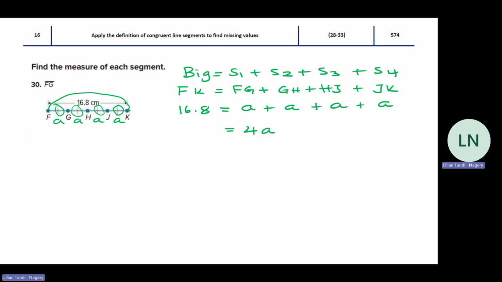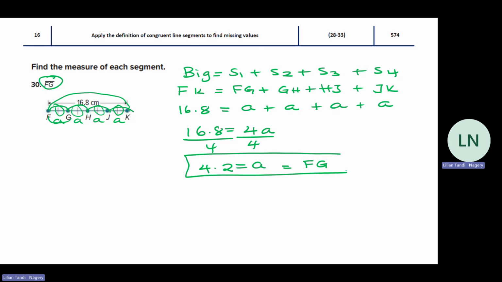So because I have 4 different parts, 1, 2, 3, 4, that are of the same value, I will divide each side by 4, and I will get 4 and 2/10. What the question wants is FG. FG is also A, so I'll just put here equals to FG. And then I need to check my work.